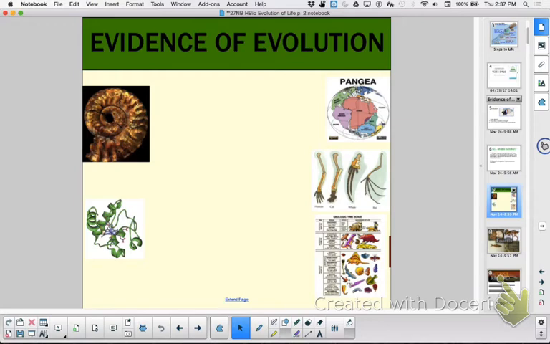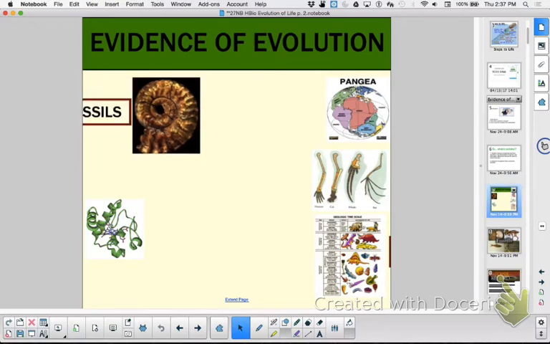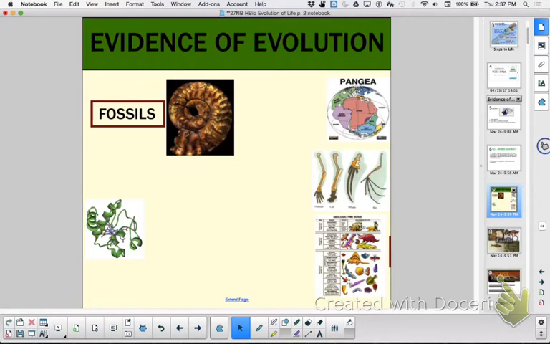What is this picture about right here? Fossils. So let's do just a little review about fossils. If you wanted to be a fossil, how old do you need to be? At least 10,000 years old. What kind of patterns do we see in the fossil record?